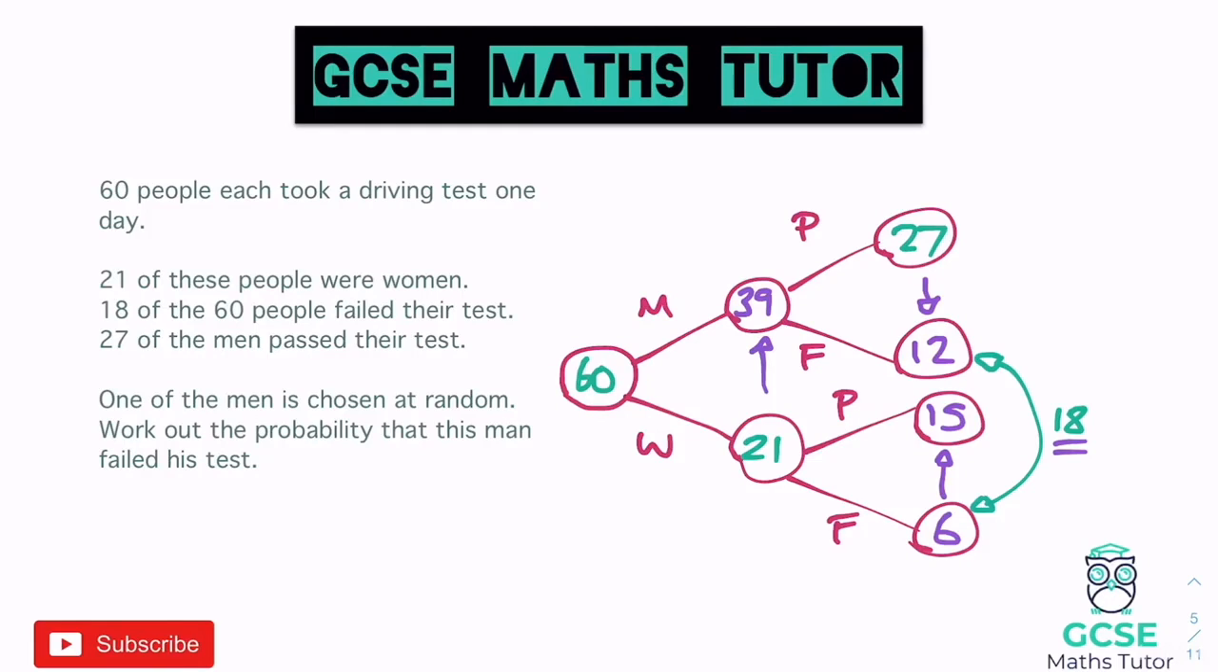Now we can take the same approach as before. It says one of the men is chosen. Work out the probability that this man failed his test. So one of the men, so it's out of these 39, and 12 of them failed. So there we go, we've got 12 that failed out of the 39 men. There we go, and there's our probability. Right, okay, so that is how we deal with this using a frequency tree.